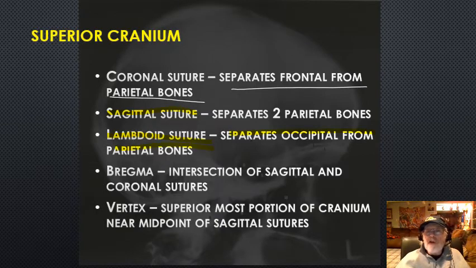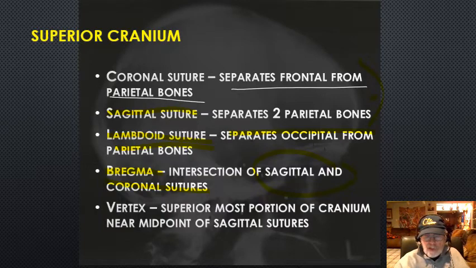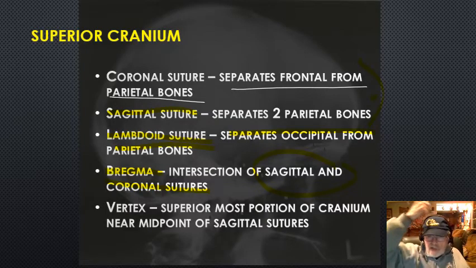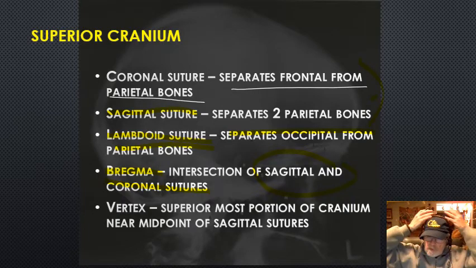What we also have is the intersection of the sagittal and the coronal sutures. If I look at the sagittal suture and the coronal suture, that area is called the bregma. I'll show you in a couple minutes with a couple last slides. That's the area where the soft spot is in the front, called the fontanelle. So that would be called the bregma, right where the sagittal and the coronal sutures come together. Again, the sagittal divides the parietal bones, and the coronal suture divides the frontal bone from the two parietal bones behind it.